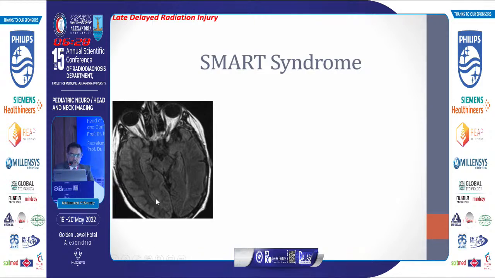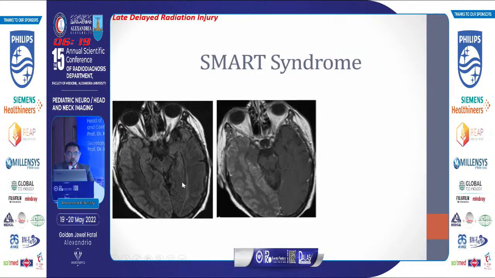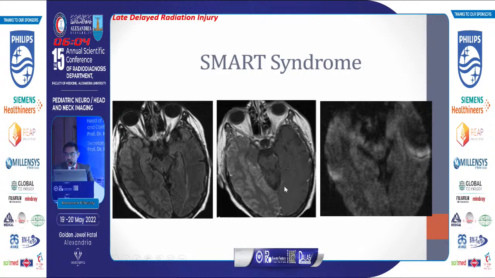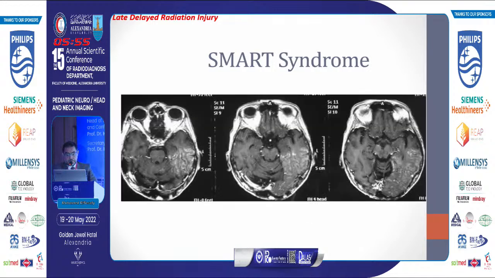As you see, it is seen as diffusely swollen gyri affecting the temporo-occipital lobe with diffuse gyral enhancement, which is very similar to either encephalitis or sometimes ischemic changes. The diffusion is usually negative, but sometimes it shows restriction, much less than expected in ischemic lesions. Another case of SMART syndrome showed diffuse gyral swelling with gyral enhancement and no diffusion restriction.